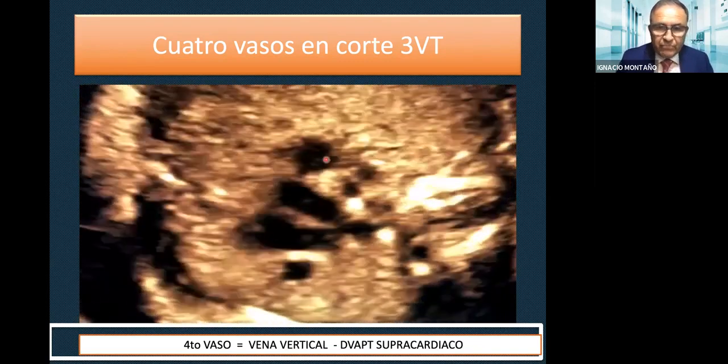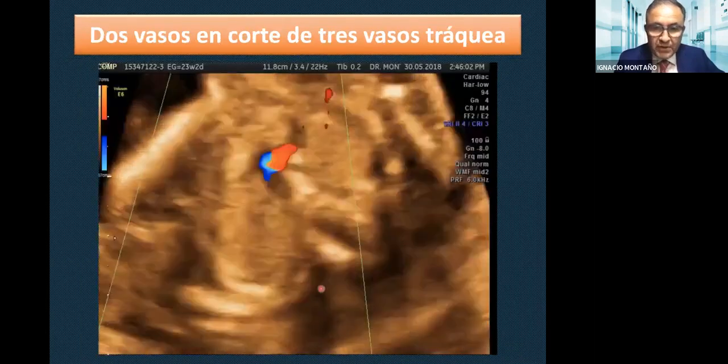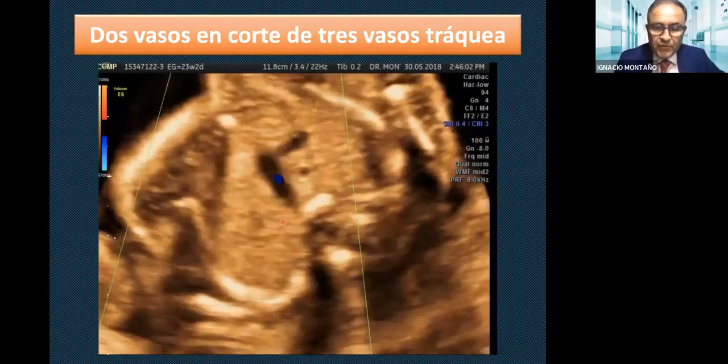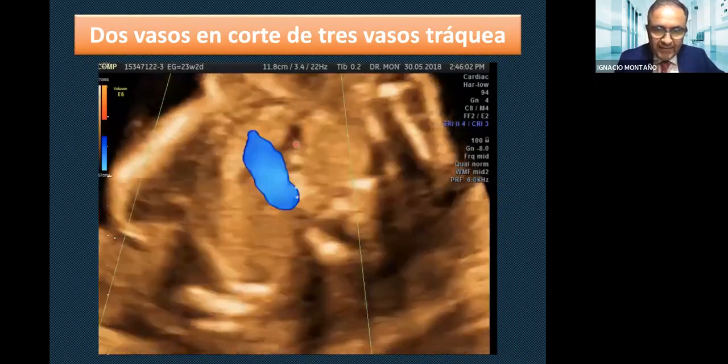Abnormal number of vessels, 2 vessels in the 3-vessel trachea view. When we evaluate the 3-vessel view with only 2 vessels, we see the transverse aortic arch, the vena cava, and the trachea. We are dealing with a conotruncal heart defect, which would be a transposition of the great arteries. We see the transverse aortic arch, the vena cava, and the trachea.